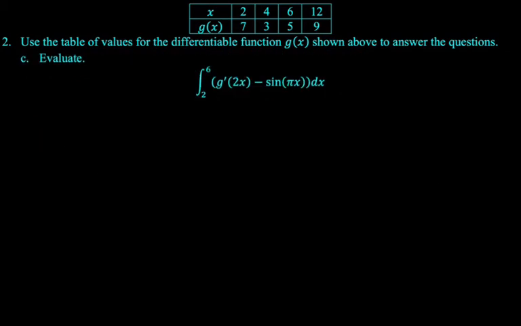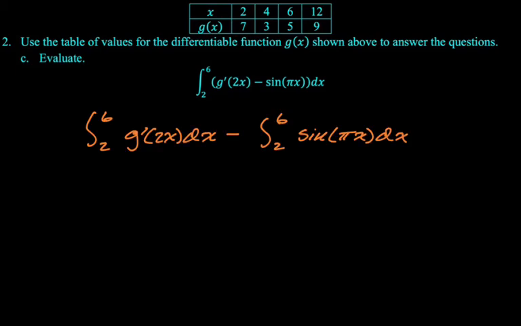Sorry that didn't go so great. Use the table of values, same table, I think. We want to evaluate the integral from 2 to 6 of g prime of 2x minus sine of pi x dx. I'm going to do basically the same thing. Step 1, I'm going to make this into 2 separate integrals so that I can deal with them. So the integral from 2 to 6 of g prime of 2x dx minus the integral from 2 to 6 of sine of pi x dx.